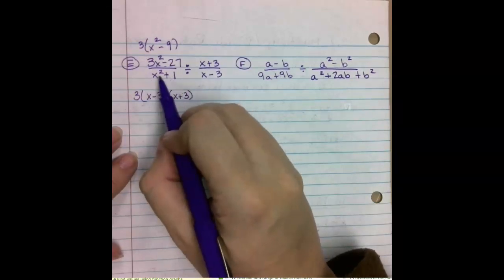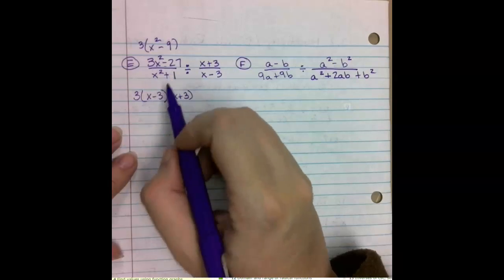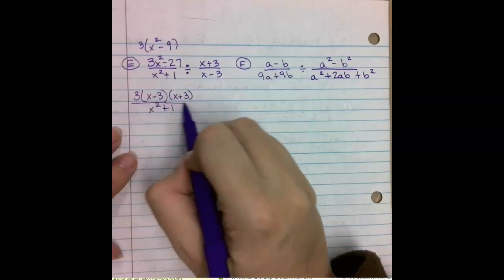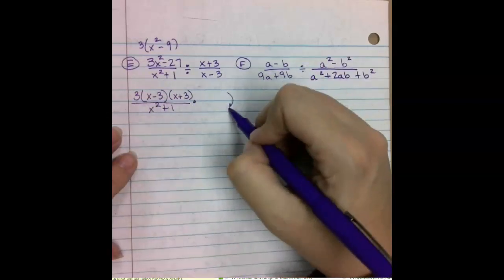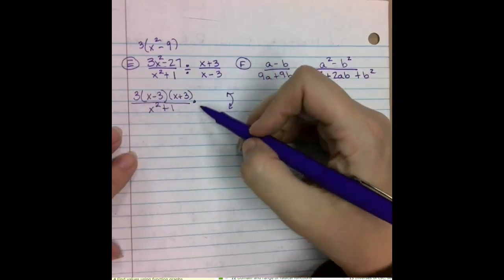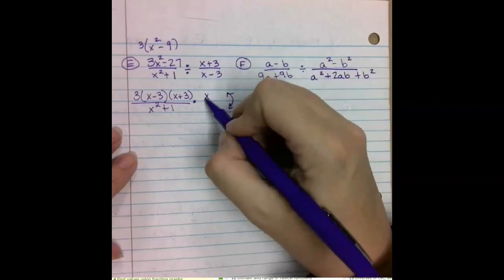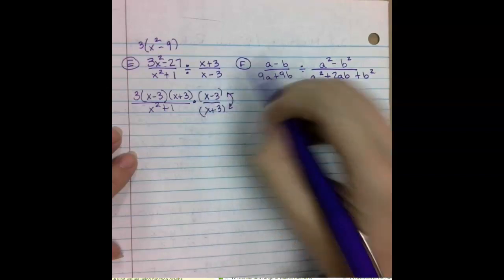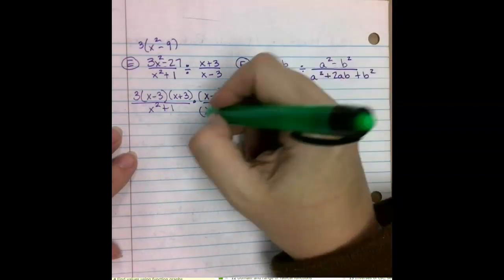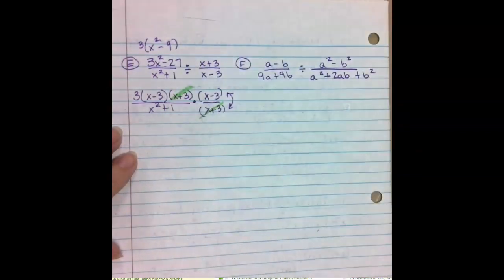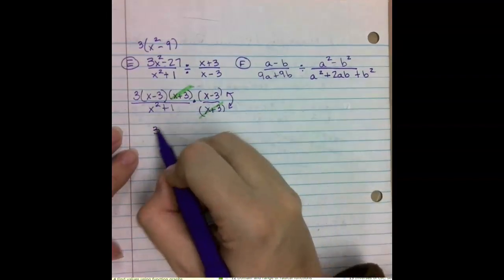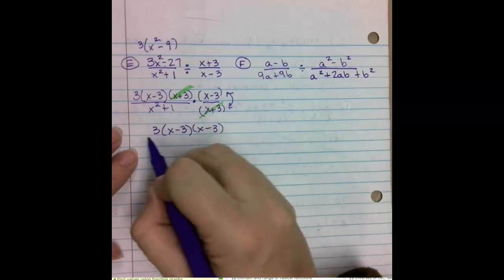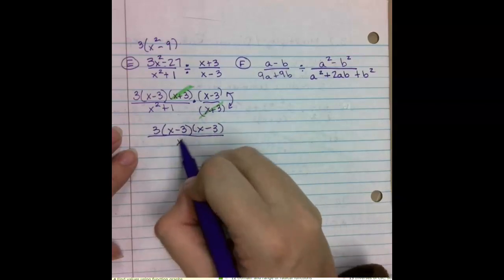The bottom is a sum. I can't factor that one anymore because it's a sum, not a difference. Now I'm going to flip this one over because I'm going to change it from divide to multiply and flip it. X minus 3 and x plus 3. Well, it will cancel. X plus 3 will cancel with x plus 3, leaving me with 3 times x minus 3, x minus 3 over x squared plus 1.